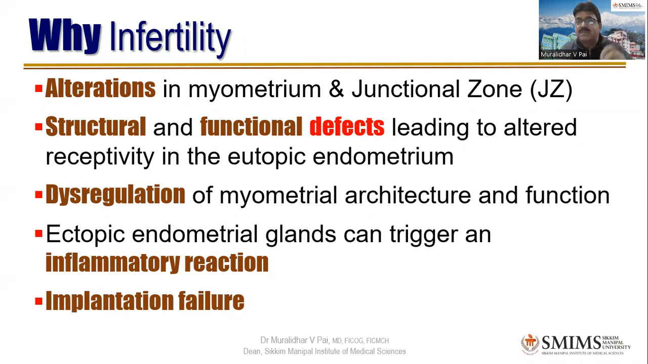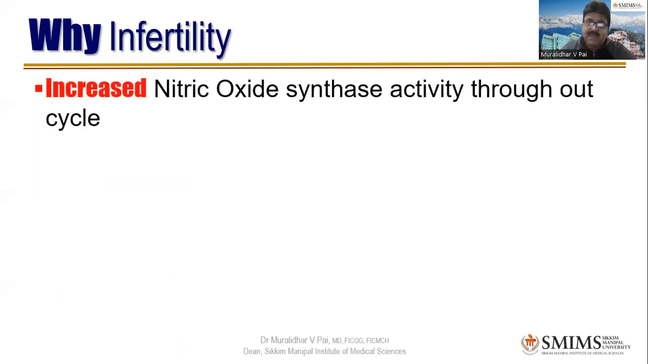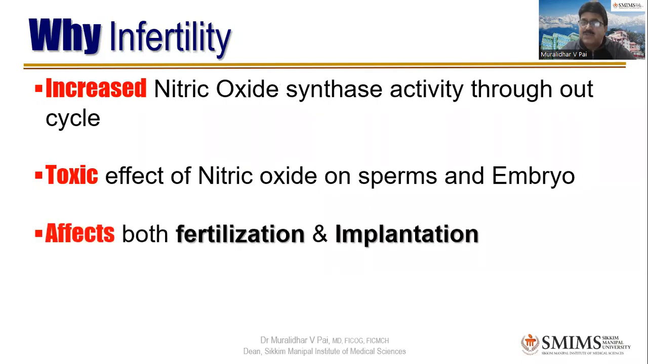There is also sometimes failure of fertilization. Let's see why that is. The failure of fertilization is mainly because there is increased nitric oxide synthase activity throughout the cycle whenever there's adenomyosis. And this is toxic to sperms as well as embryo. So there will be failure of fertilization, and in case it occurs, there'll be failure of implantation. So either way, there'll be a problem.